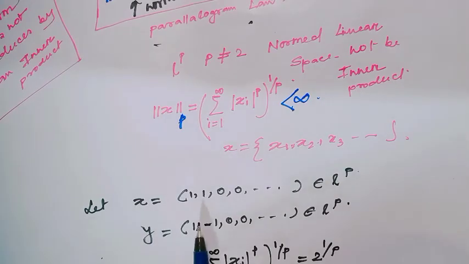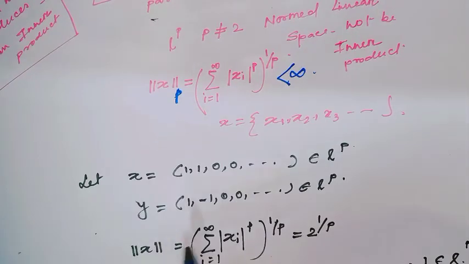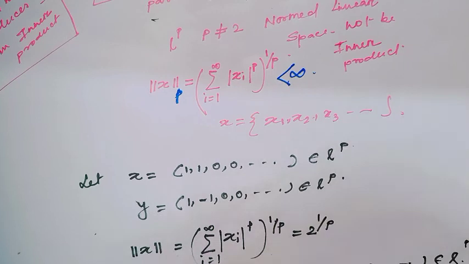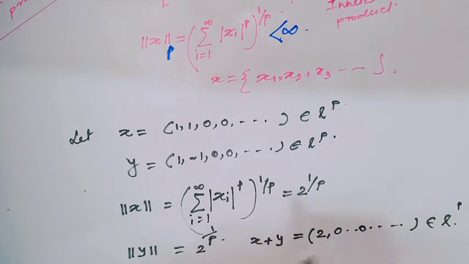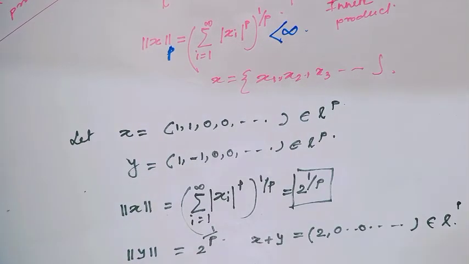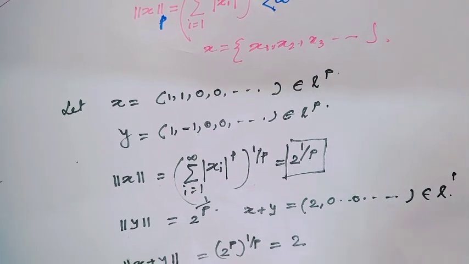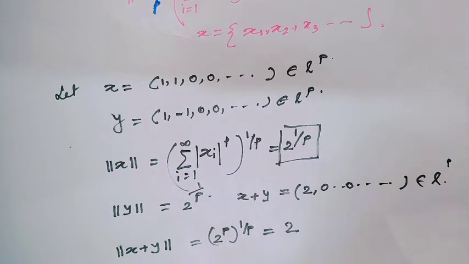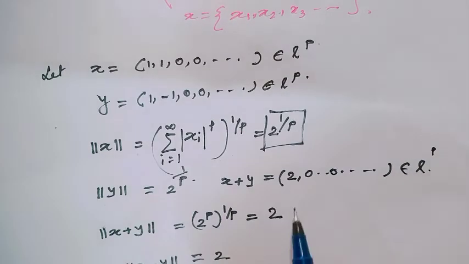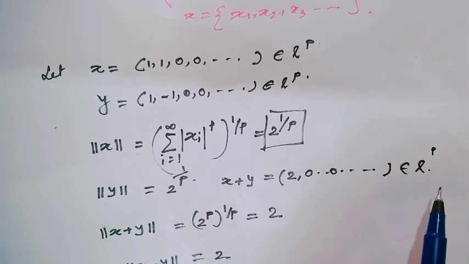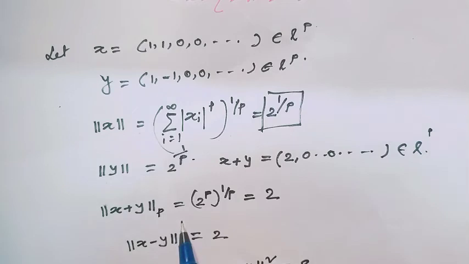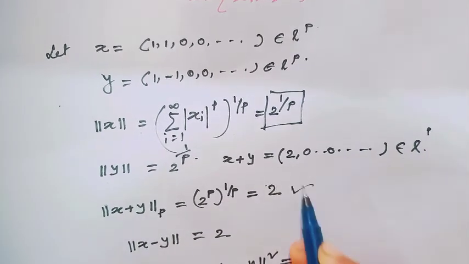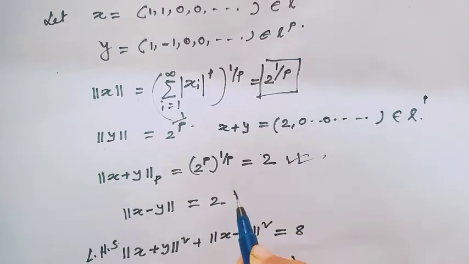Now consider x equal to (1, 1, 0, 0, 0, ...) which belongs to l^p and y equal to (1, -1, 0, 0, 0, ...) which also belongs to l^p. Then the norm of x equals the summation i equal to 1 to infinity of |x_i| to the power p, whole to the power 1 over p. This is actually equal to 2 to the power 1 over p. Similarly, norm of y equals 2 to the power 1 over p. Then x plus y would be equal to (2, 0, 0, 0, ...), which obviously belongs to l^p. Then the norm of x plus y with respect to p would be 2 to the power p, whole to the power 1 over p. This is equal to 2. Similarly, the norm of x minus y would be 2.